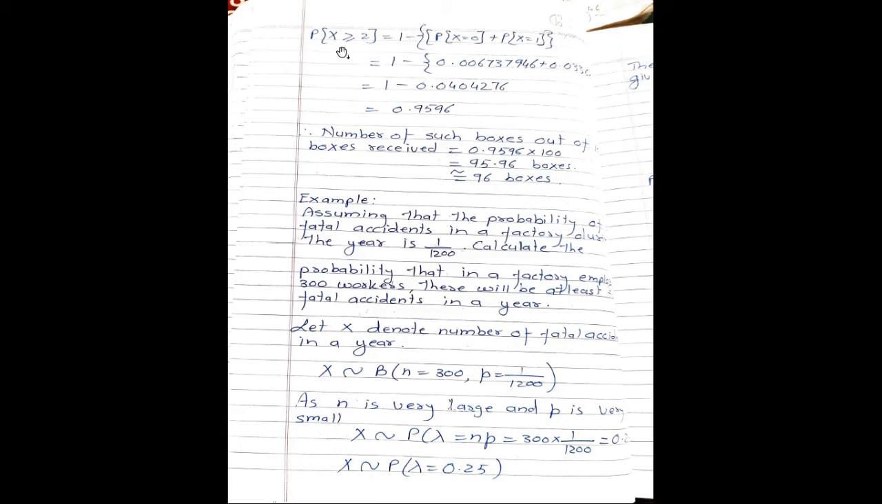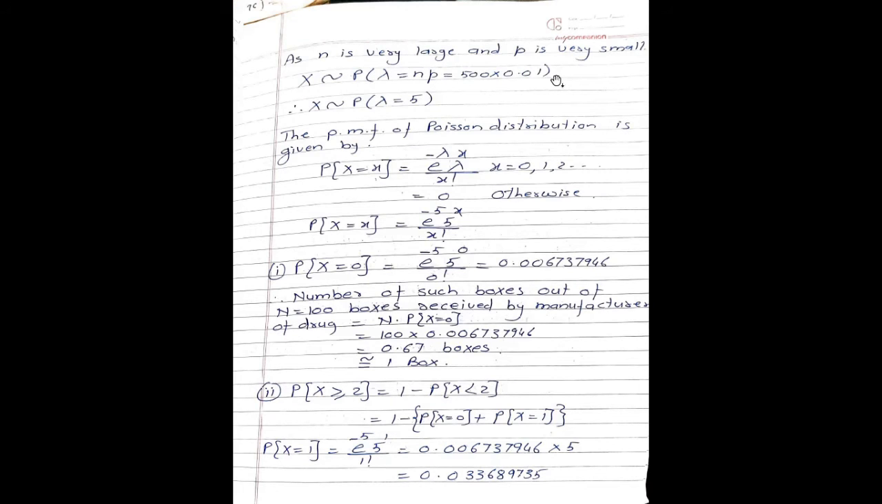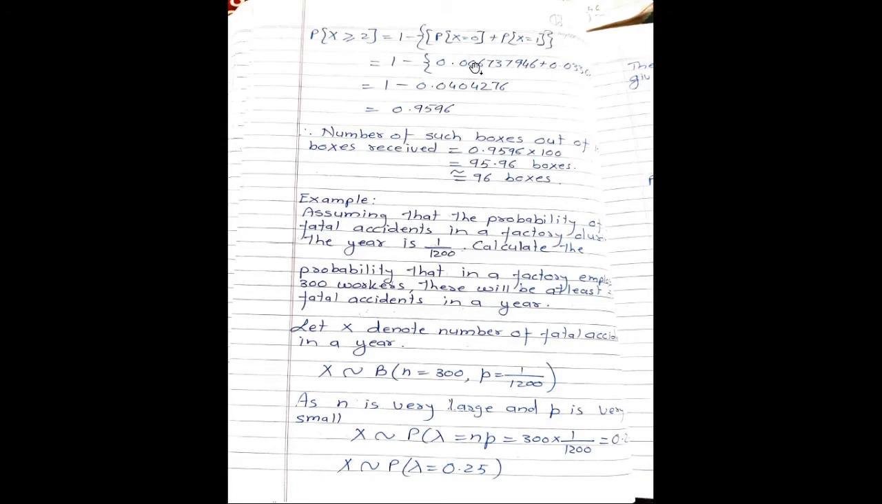But we want to find probability X greater than or equal to 2, which is nothing but 1 minus the sum of probability X is equal to 0 plus probability X is equal to 1. So which is nothing but 1 minus 0.006737946 plus 0.033689735. So 1 minus 0.0404276. So the answer becomes 0.9596.